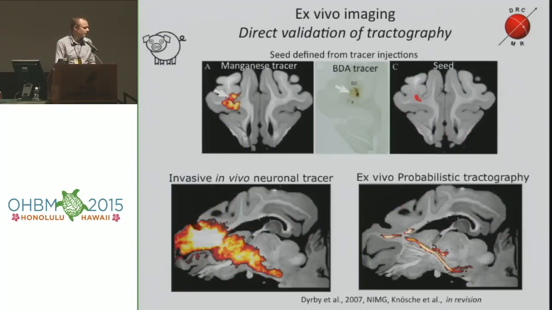So we did a validation study of tractography some years ago, and this is the basis of what I'm going to go through now. What we did here, we used a pig brain. We injected a double tracer here: manganese, which is an MR tracer that is seen hyperintense on T1-weighted images, and a classical BDA tracer, which is a histological tracer that you stain afterwards. From this one, we can identify the seed region.